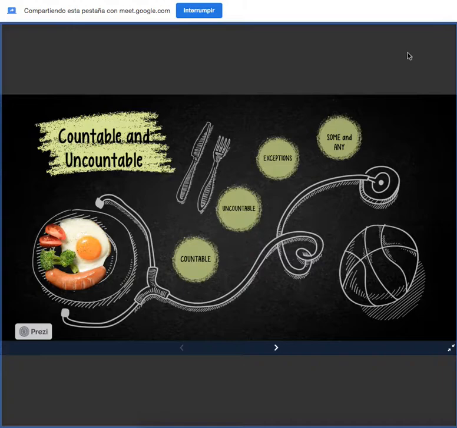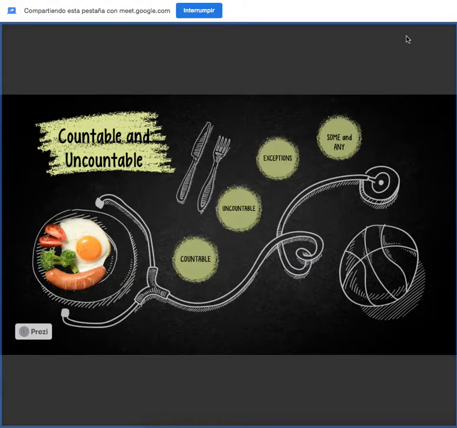Cosas que son contables y no contables. Okay, countable, uncountable. But how can you explain that? Try to speak English. You can do it. I don't remember, but I give you an example.